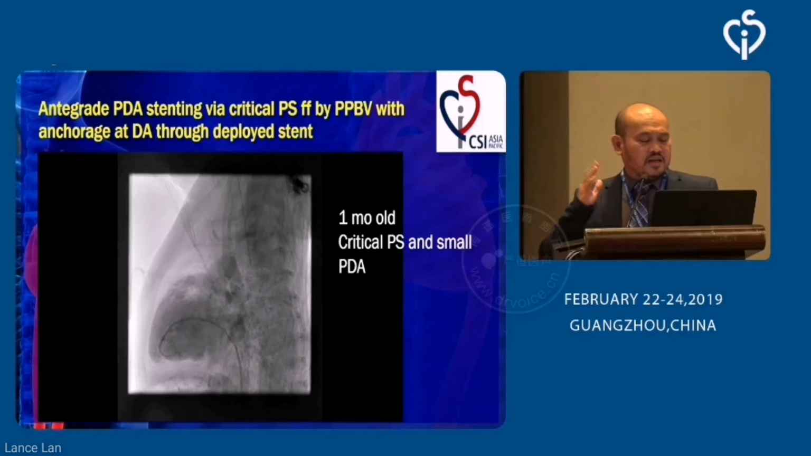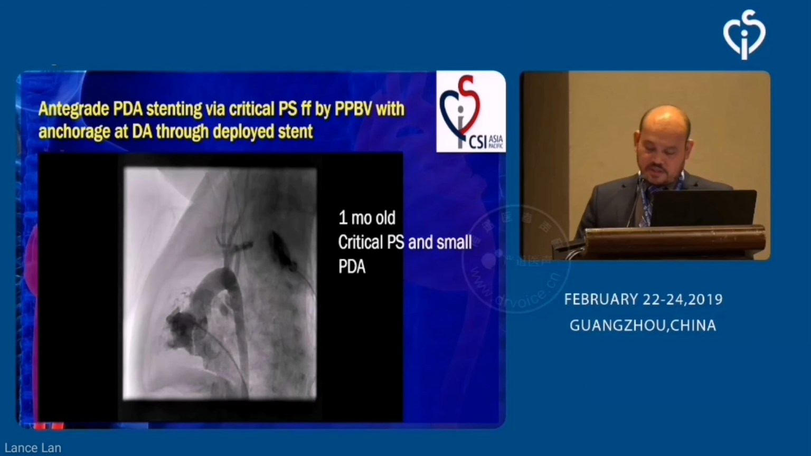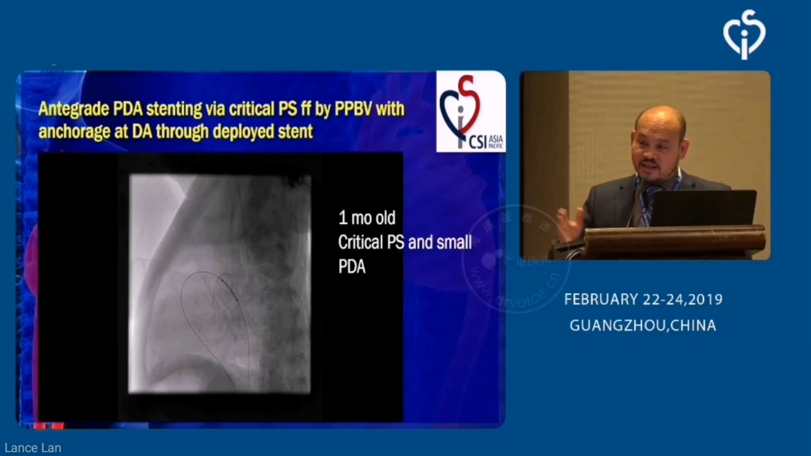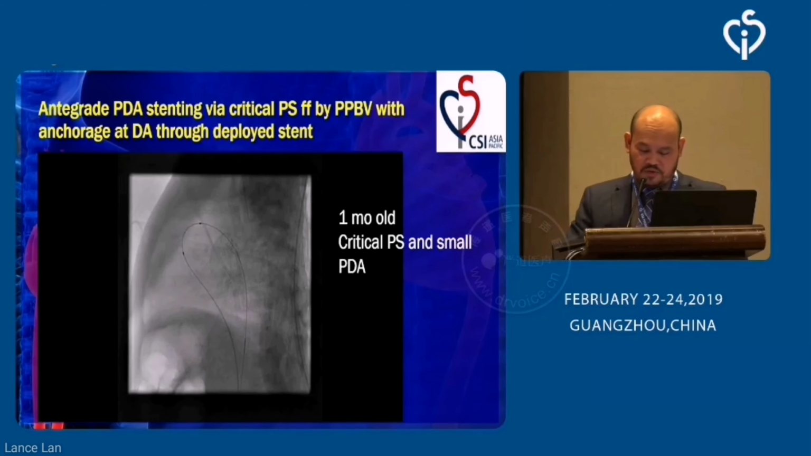So the markers of the stent are a good landmark of where your limit is. Of course, you have to size the balloon and the stent so you have a good result with this kind of patient. Critical PS, small PDA, 1 month old, antegrade PDA stenting, then PPBV.